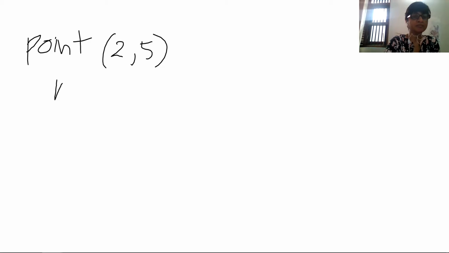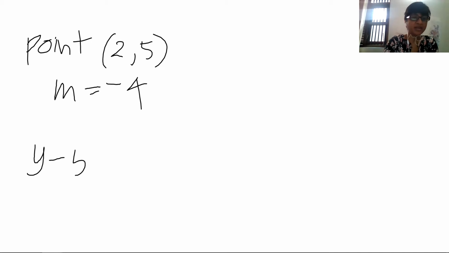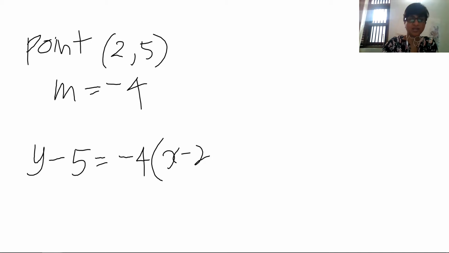The point given to me is (2, 5). And m, you figure it out, huh? This is parallel to this, so m is minus 4. And you straight away write the equation. How? y minus 5 equals minus 4 times x minus 2. And you are done. That is what I want you to know.